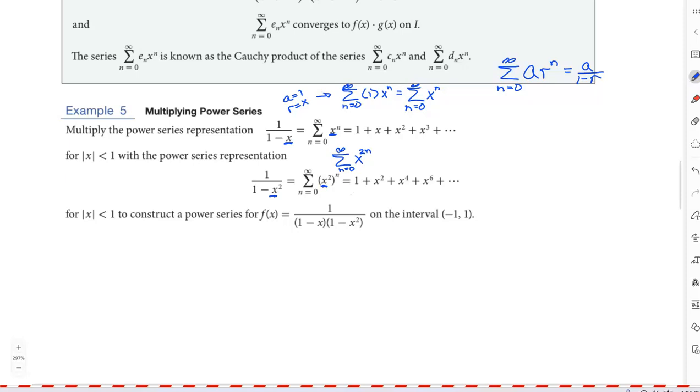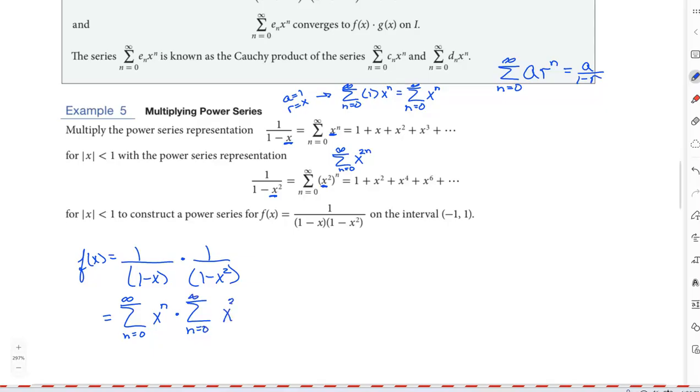So we want to know, how can we use this to help us construct a power series for f of x equals 1 over 1 minus x times 1 minus x squared? Well, that's really 1 over 1 minus x times 1 over 1 minus x squared. And I have a power series representation for each of those. So this is a sum from n equals 0 to infinity of x to the n times the sum from n equals 0 to infinity of x to the 2n.